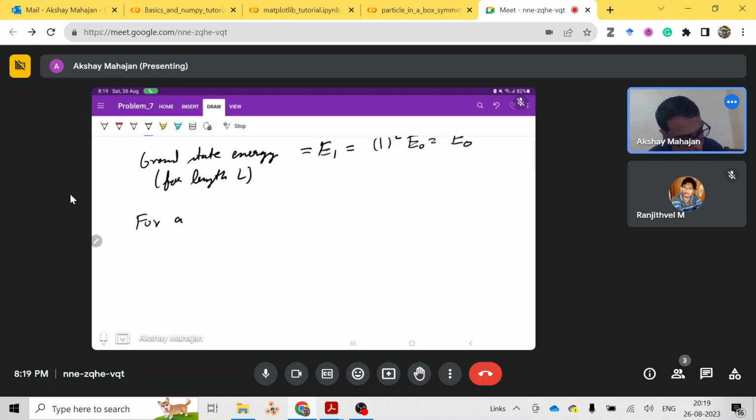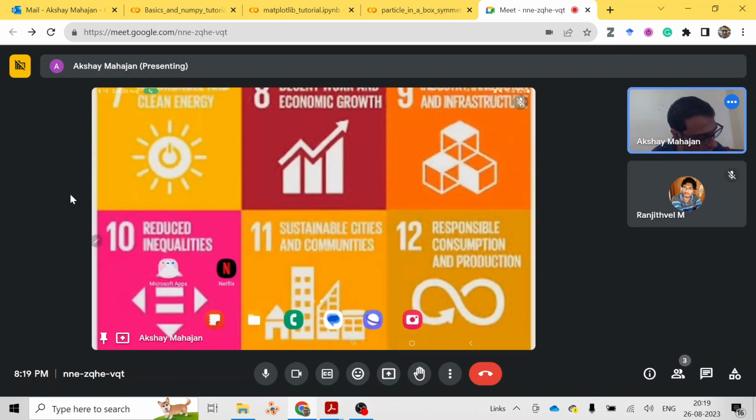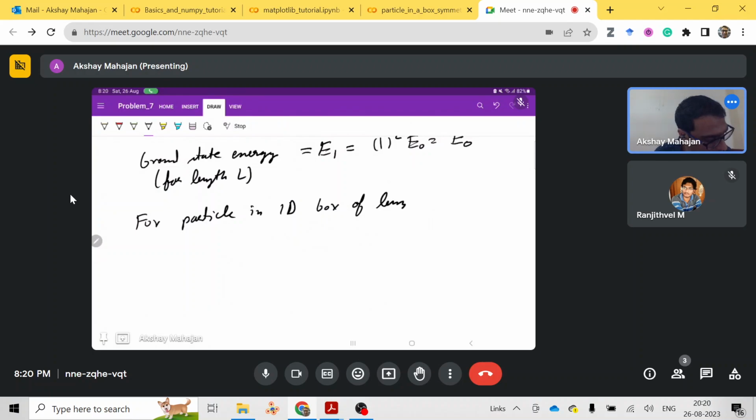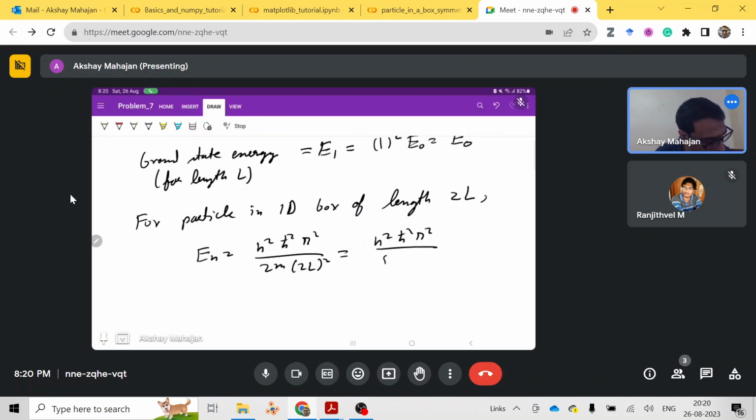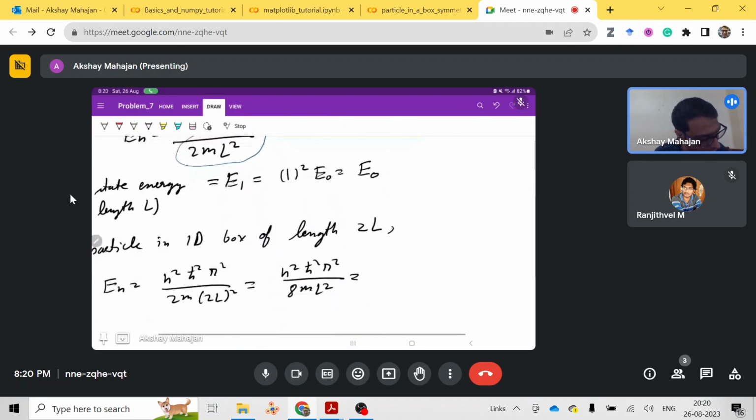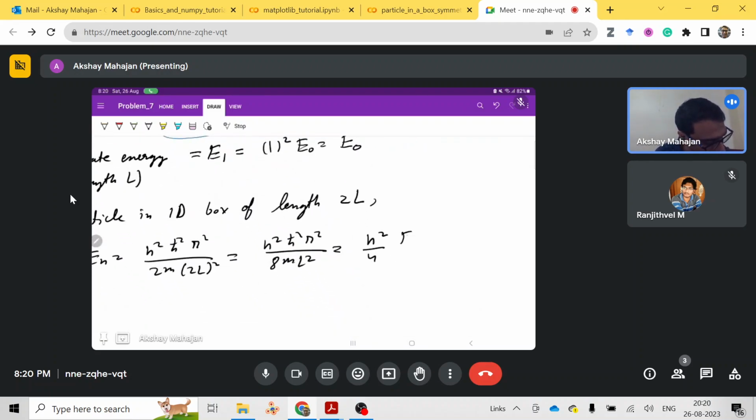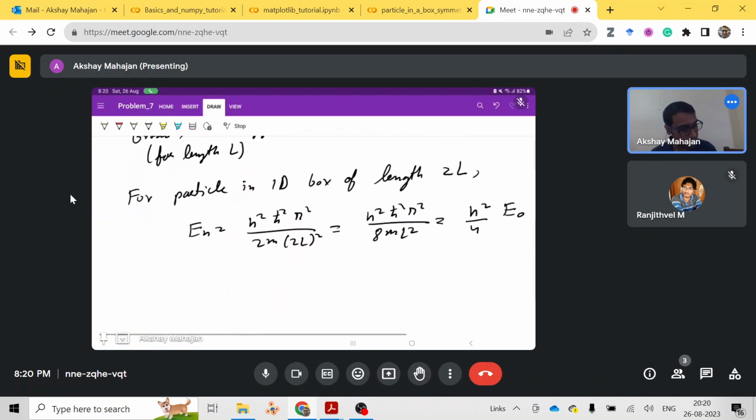Now for the same particle, for a particle in a 1D box of length 2L, our E of n will be given by n squared h bar squared pi squared by 2m, and now instead of L we write 2L whole squared. So what we get is n squared h bar squared pi squared by 8mL squared, and in terms of E naught I can write this as n squared by 4 times E naught, because E naught is h bar squared pi squared by 2mL squared. So this is the energy.